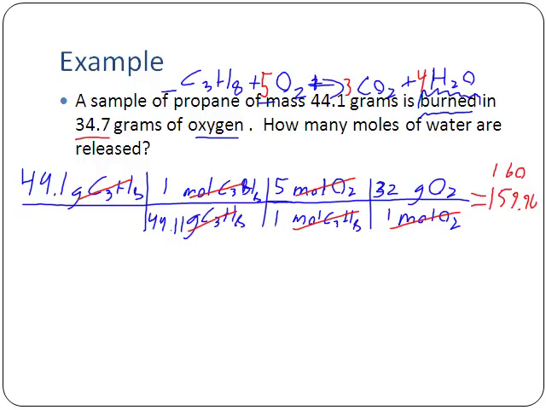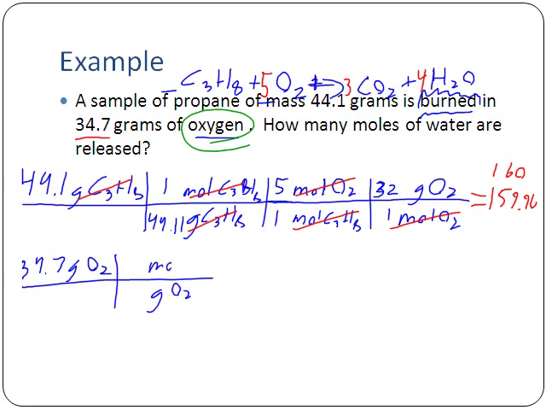And so since I don't have enough oxygen for this to work, the limiting reagent must be oxygen. And so that means that when I set up this next one, I'm going to start with 34.7 grams of oxygen because it's the limiting reagent. So let's set that up. We start off with 34.7 grams of O2. First step is to go from grams of what you start with to moles of what you start with. And so 1 mole, oxygen we said before was 32. We already figured that out.